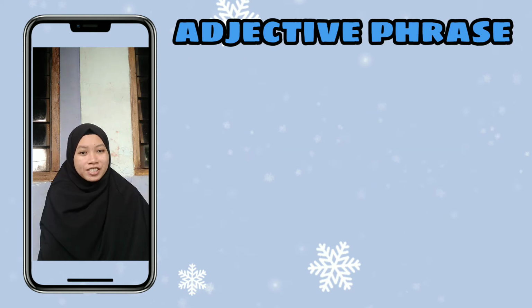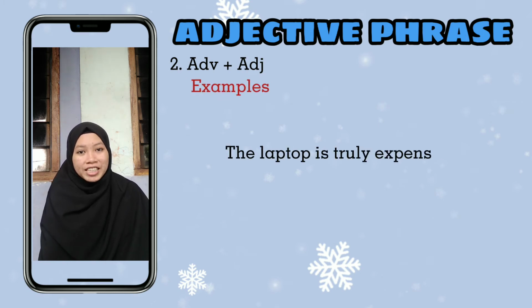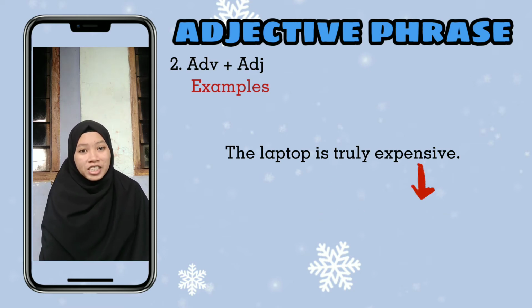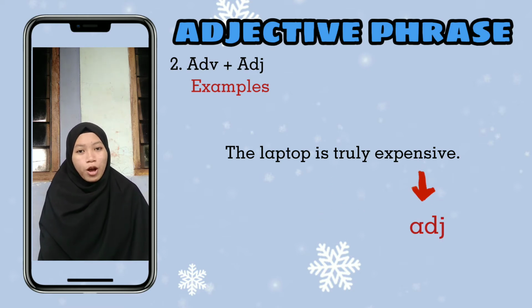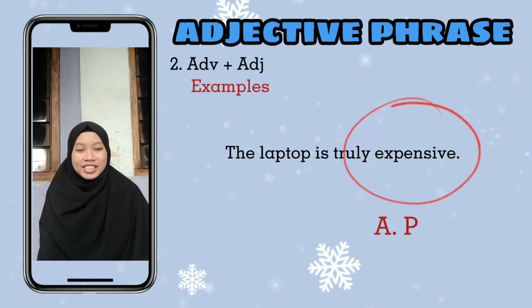The second pattern, adverb plus adjective. For example, the laptop is truly expensive. Truly is adverb and expensive is adjective. So, truly expensive is adjective phrase.